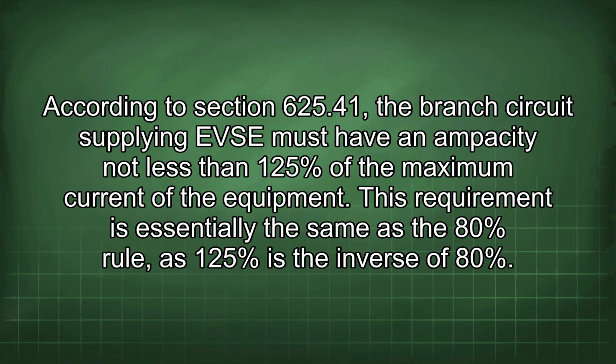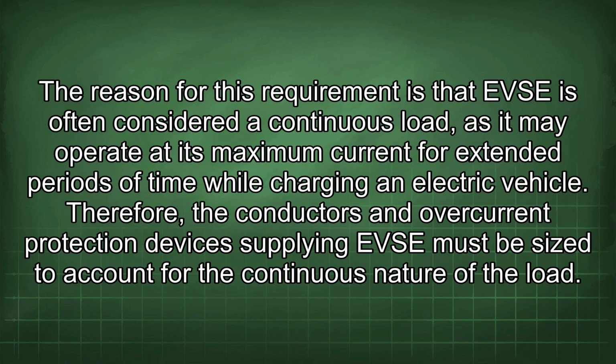According to Section 625.41, the branch circuit supplying EVSE must have an ampacity not less than 125% of the maximum current of the equipment. This requirement is essentially the same as the 80% rule, as 125% is the inverse of 80%. The reason for this requirement is that EVSE is often considered a continuous load, as it may operate at its maximum current for extended periods of time while charging an electric vehicle.